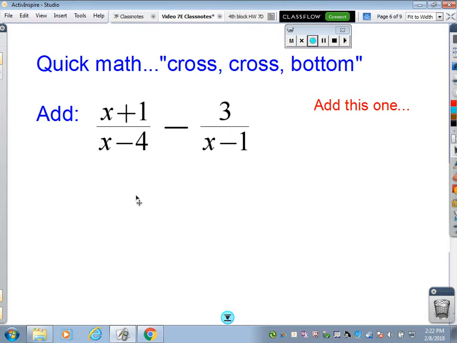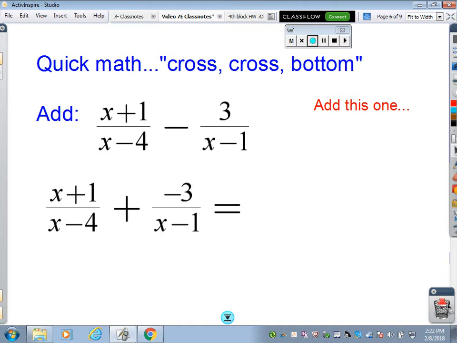All right, the first thing I'm going to do, however, is bring that negative up with that 3. Instead of make it plus a negative 3, because I don't want to drop that negative. That's going to have to get distributed. All right, my cross, cross, bottom.